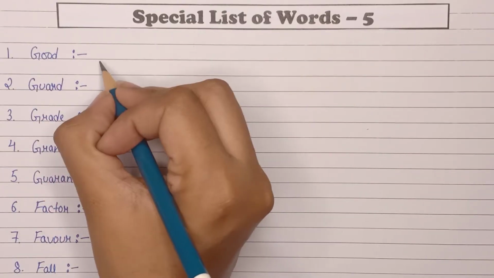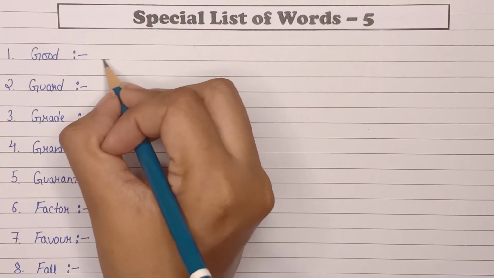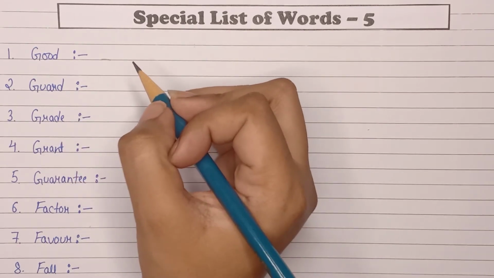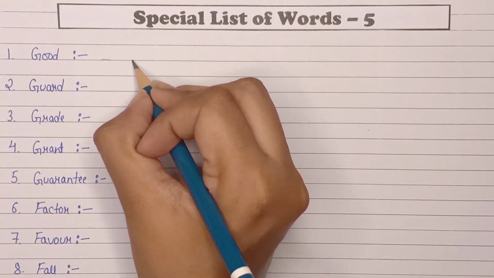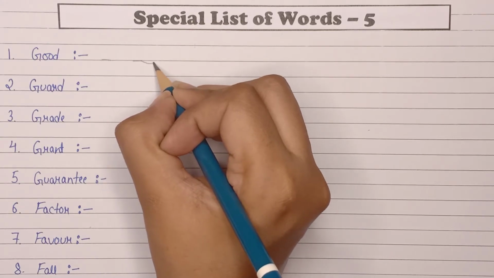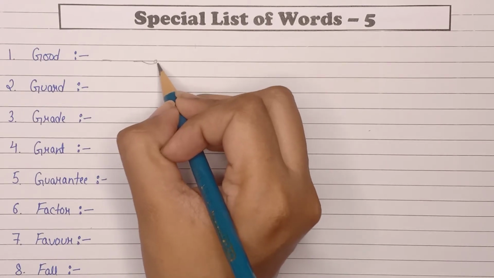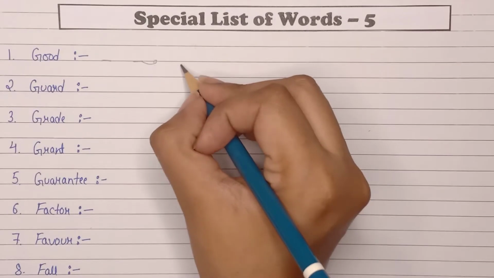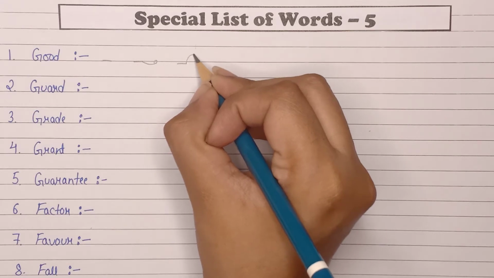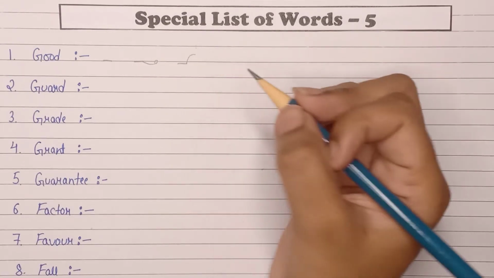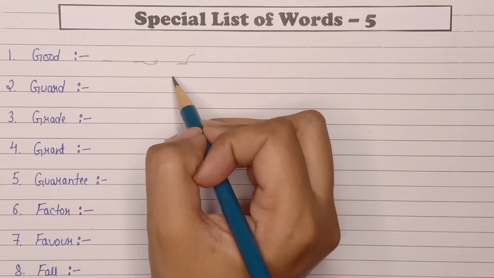So we use the short form for good. Good in dark, okay, in half length. Next is goodness. Good, N and S. Goodness. Half length of G and NS. Goodness. Next, good and L. So this is goodly. Clear? Yeh hamara root word hai and these are derivatives.